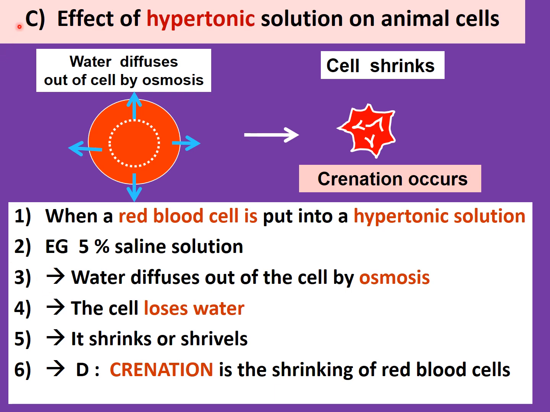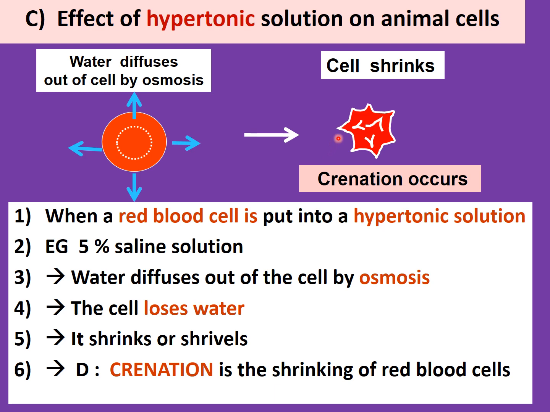Thirdly, what is the effect of hypertonic solution on animal cells? So when a red blood cell is put into a hypertonic solution, such as 5% saline solution, which is more concentrated than the cytoplasmic fluid of red blood cell, water diffuses out of the cell by osmosis, right? The cytoplasmic fluid is hypotonic compared to the solution outside, which has more dissolved substances like salt than it. So water will diffuse out of the cell by osmosis, and as the cell loses water, it will shrink or shrivel. And this process is called crenation, which is the shrinking of red blood cells.